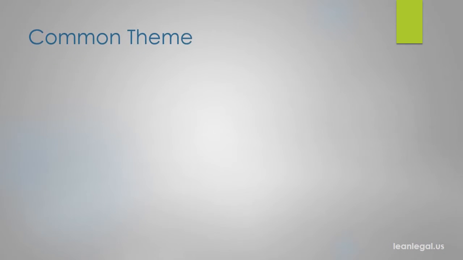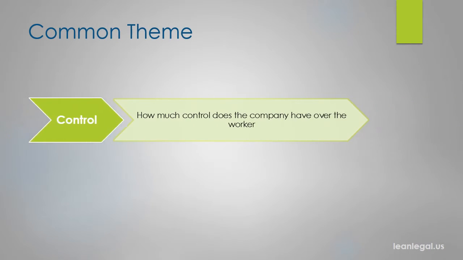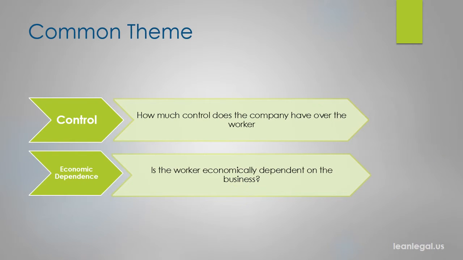So regardless of the test that actually applies to you, a common thing that you can see in all of these tests across the board is control. How much control does the company have over the worker? And economic dependence. Is the worker economically dependent on the business? And those are the two central themes that you need to analyze when you're trying to determine if a worker should really be an independent contractor or an employee.